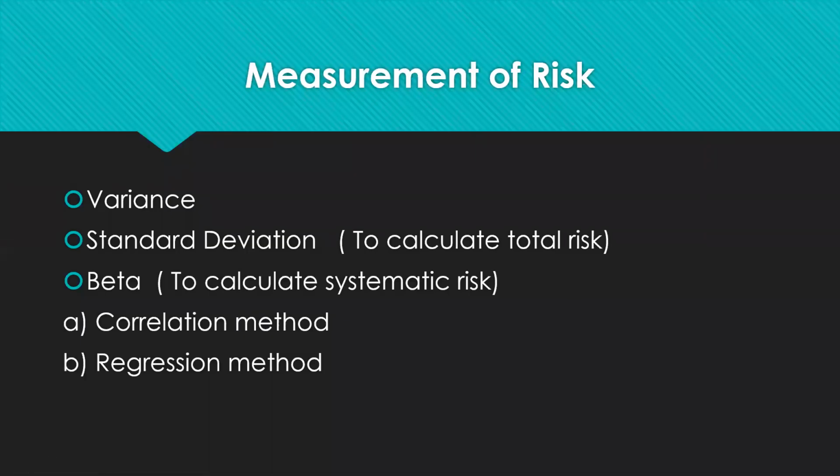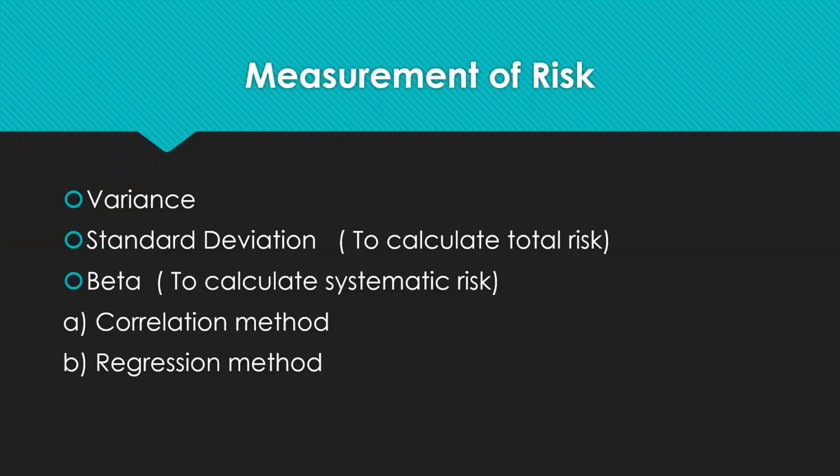So today's class will be about the correlation method and regression method for measurement of risk. In the previous class, we discussed how to calculate the probable returns, the expected returns, and then calculate the variance and standard deviation. We also discussed that risk is of two types. The systematic risk as well as unsystematic risk are two elements of total risk.